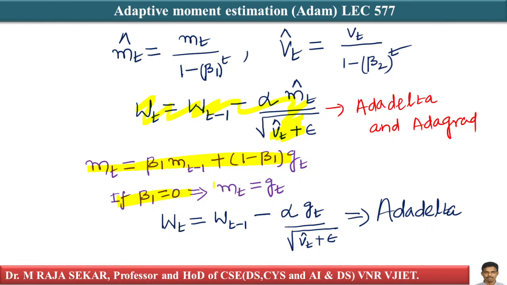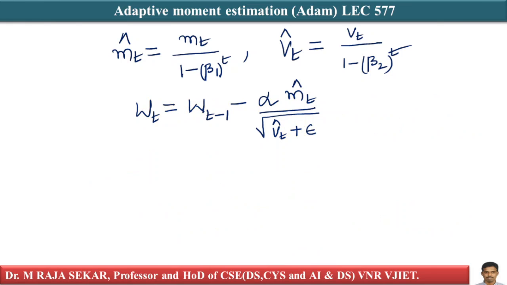If I keep beta 1 equal to 0, this part will vanish, this part will become 0. 1 minus beta 1 means 1 minus 0. You will be left with gt. Therefore, your mt becomes gt, isn't it? Therefore, I can write wt equal to wt minus 1 minus alpha into gt. In the place of mt, I can write gt under root of vt plus epsilon. It is just like ADA delta. If I keep beta 1 equal to 0, I am getting just like ADA delta, isn't it?